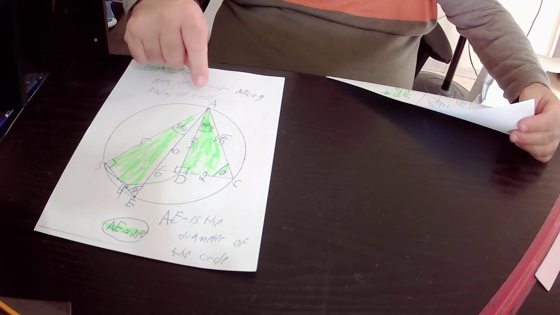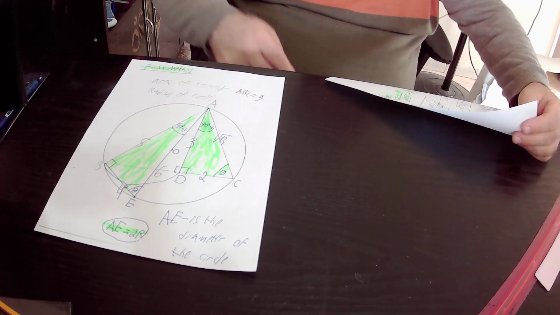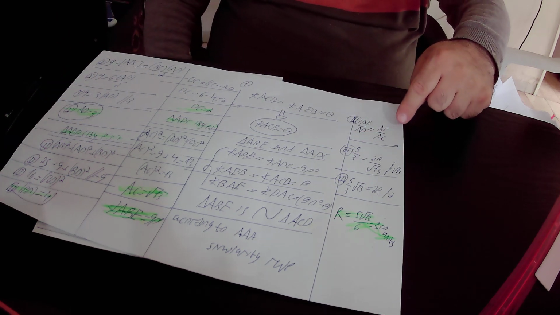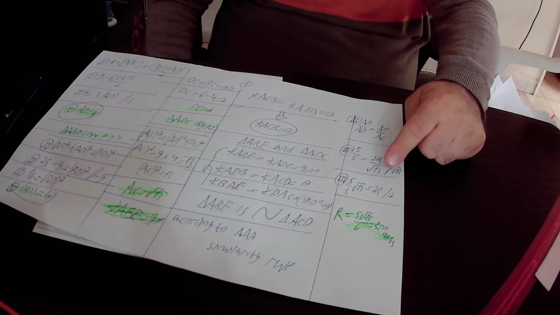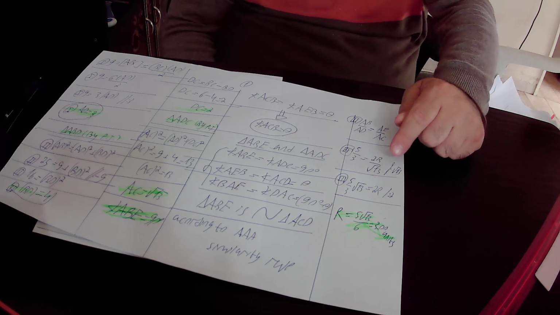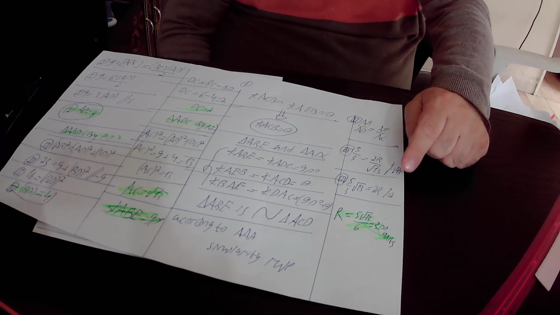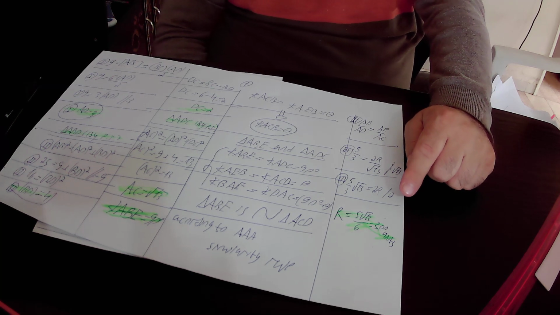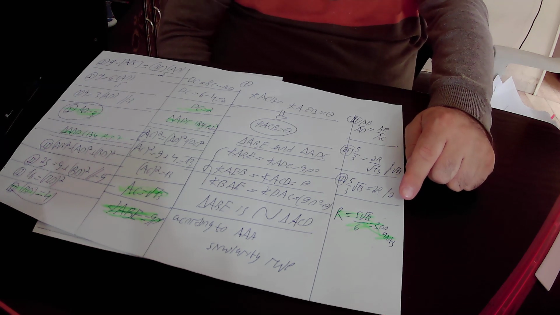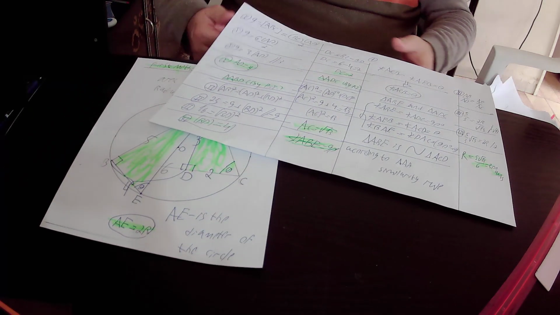AB over AD equals AE over AC. AB is 5, AD is 3, AE is 2R, the diameter of the circle, and AC equals the square root of 13 units. We multiply this equation by the square root of 13, and we found out that 2R equals 5 over 3 times the square root of 13. We divide this equation by 2, and we found out that the radius of the circle that we are looking for equals 5 over 6 times the square root of 13 units. In terms of numbers, it is equal to 3.00 units. We finish with the first method.